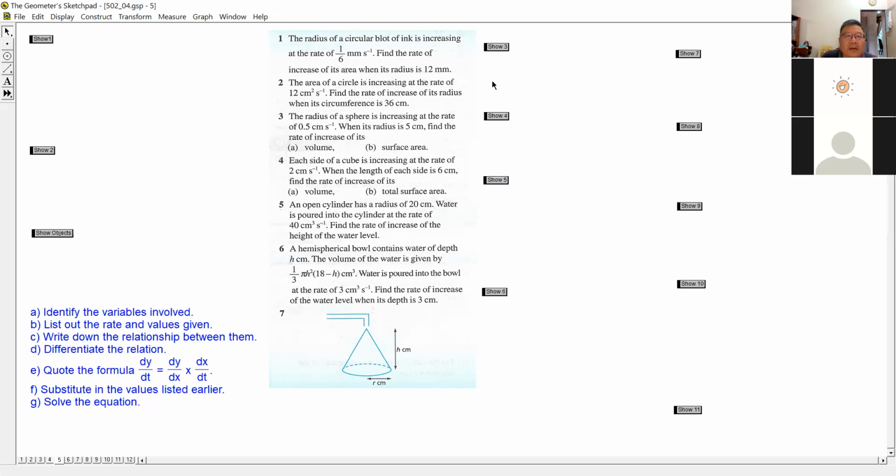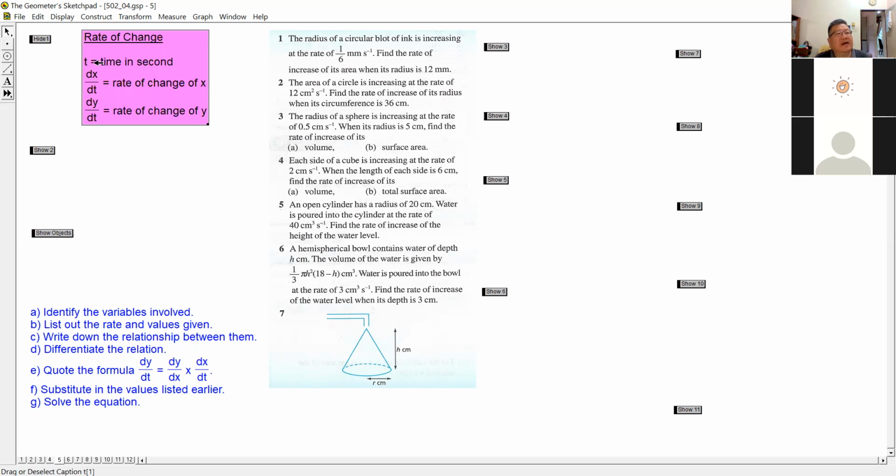dA over dt. They ask you to find dA over dt. What is given to you? dr over dt. Correct. So if you can link these two quantities together using the chain rule, then you can solve the problem already. You can find everything that they ask you to find, right? So it is something like this, right?